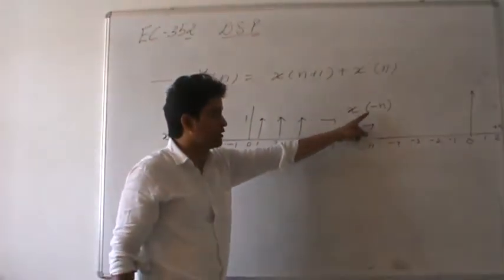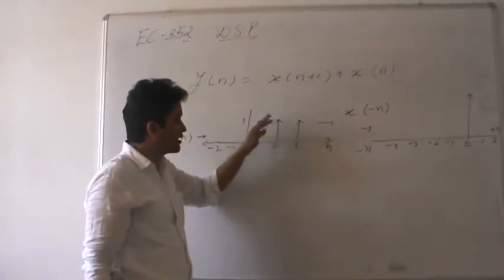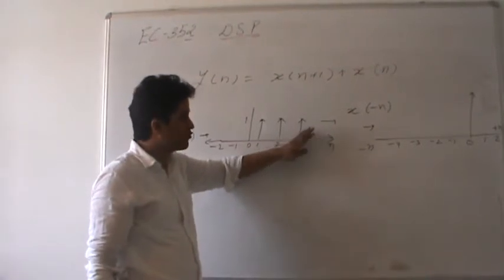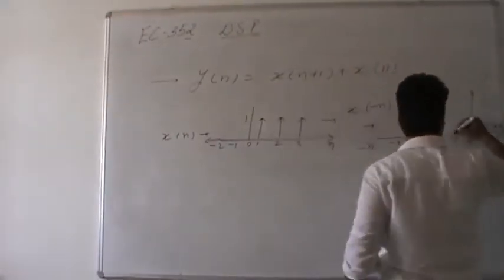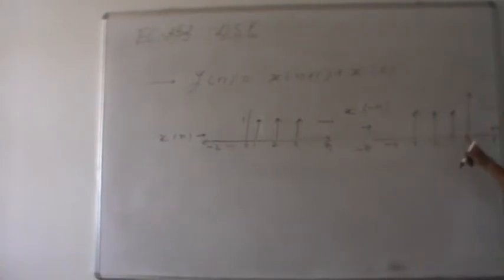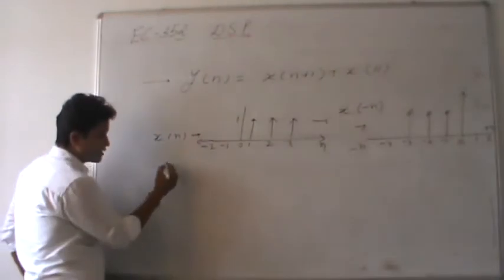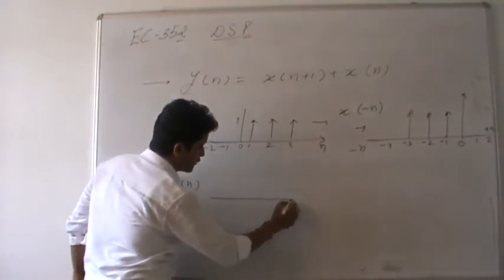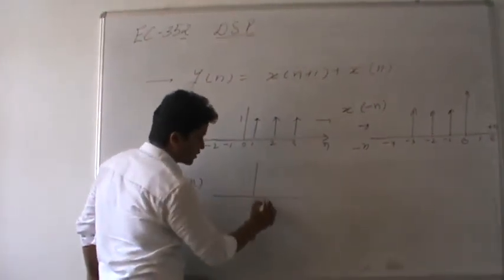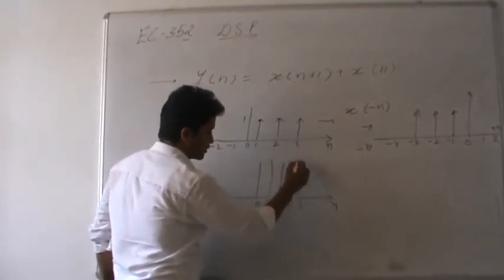So x of minus n is nothing but the mirror image of the signal. Here in this case we have the signal on this side of the 0 axis, so the mirror image will be on that side. So you can see that if I draw the mirror image of this signal with the same magnitude, it will look somewhat like this. So this is x of minus n, it is a mirror image of the signal. Second thing, if I want a scalar like twice of x of n, here it is 1, the twice of x of n will be, position will be the same only, but their magnitude is now doubled.